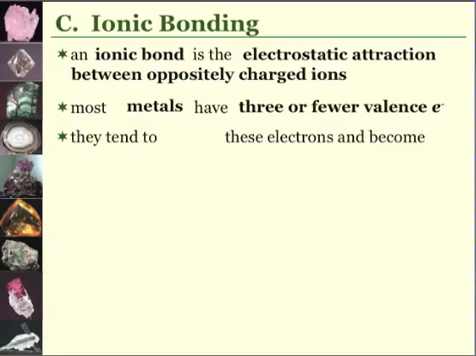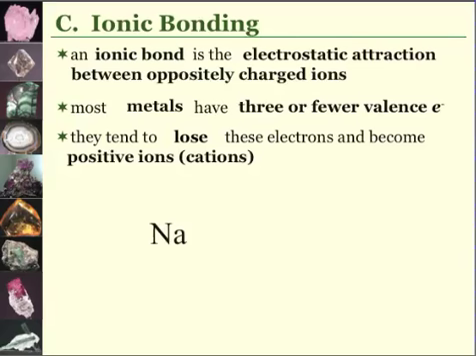So most metals have 3 or fewer valence electrons. So they tend to lose these electrons and become positive cations. This is something that we know. And how we represent this, for example, here we have sodium, okay? Sodium is going to lose its electron, and it's going to be represented like this. You have your elemental symbol, you're going to have brackets around it, and then you're going to show the charge associated with it. So in this case, it is plus, or plus 1, right?